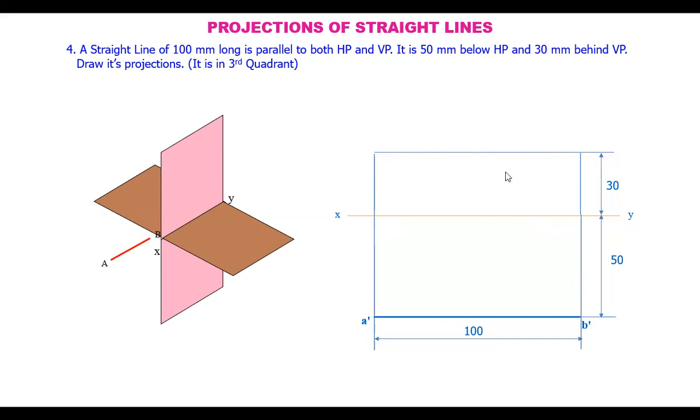Now, how to get this top view? Draw a projector from A dash here, and from B dash here. Mark these points, this one as A and this one as B, that is the top view. Join this with a straight line and highlight it. So the final top view and the final front view are highlighted. So these are the projections of the straight line. You may call these third angle projections because the line is taken in the third quadrant. The projections are called third angle projections.